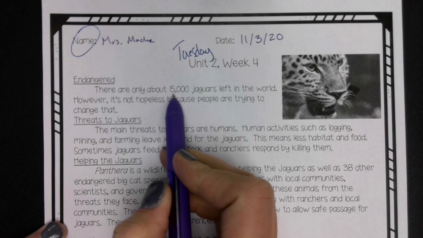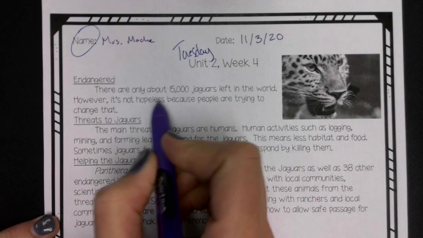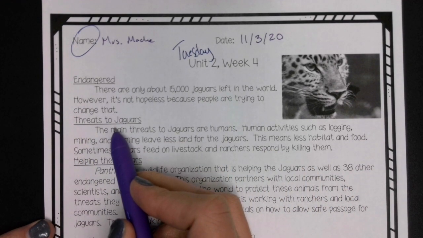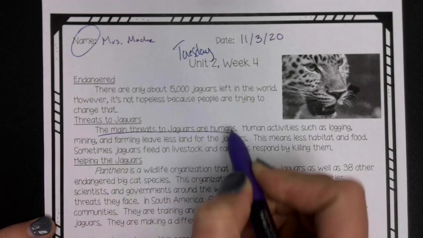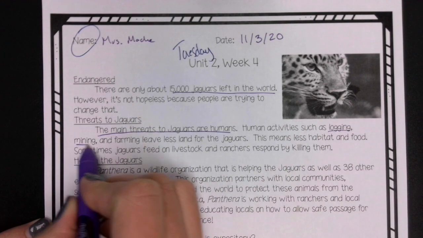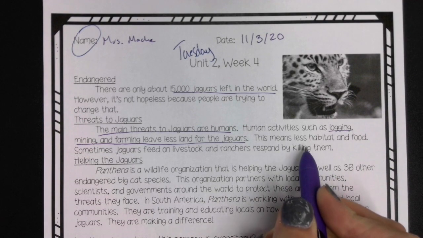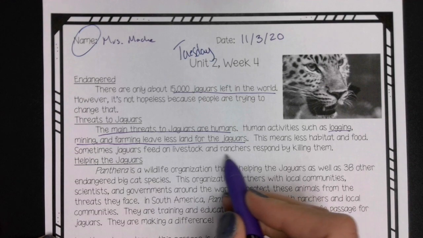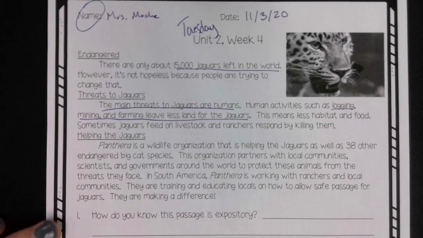There are only about 15,000 jaguars left in the world. However, it's not hopeless because people are trying to change that. Threats to jaguars. The main threats to jaguars are humans. Human activities such as logging, mining, and farming leave less and less for the jaguars. This means less habitat and food. Sometimes jaguars feed on livestock, and ranchers respond by killing them. Helping the jaguars.